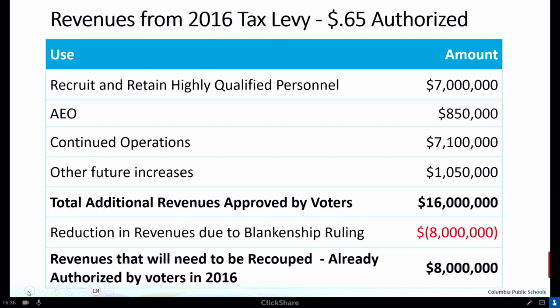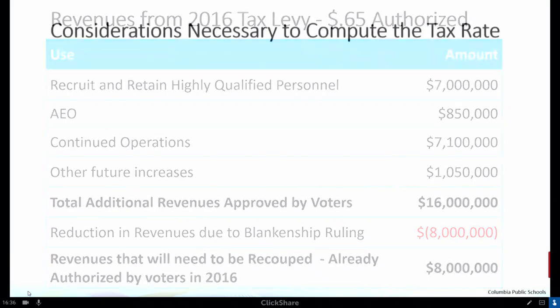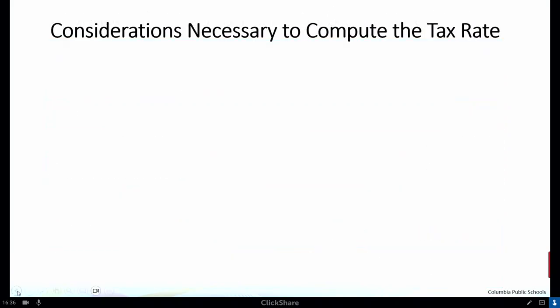Well, because of the reduction in revenues due to Blankenship, 32 cents, that is essentially half of the 65 cents that was authorized. And so the revenues, again, that we'd have to go get that additional 32 cents, the only way would be to have an additional authorization by the voters in future years. Is that under consideration? It is.